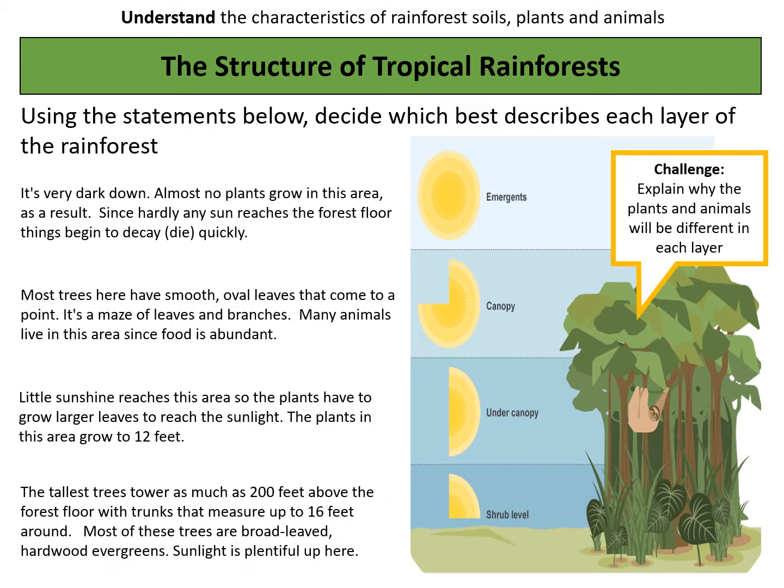So what we have here are four statements, and these give us a little bit more information about the structure of the tropical rainforest. So I would like you to read through these statements and then put them next to the correct part of the layer. So you might choose to write them down in order or make summary points, but make sure please that they are in the correct order. So pause the video here and then I will give you the answers.